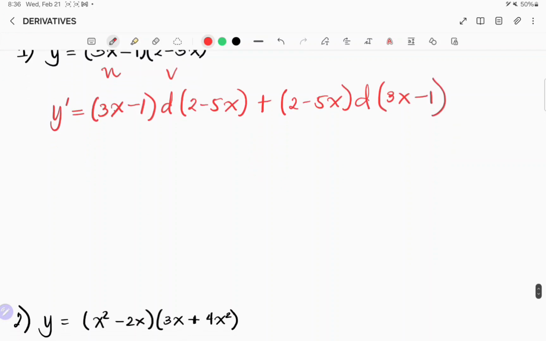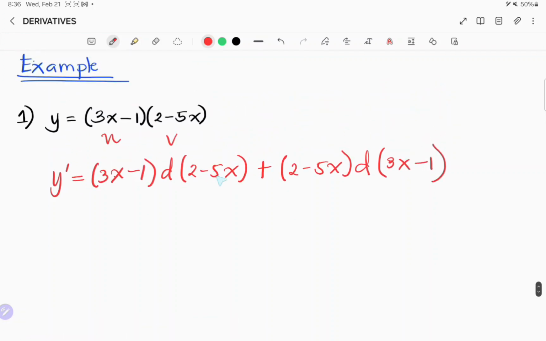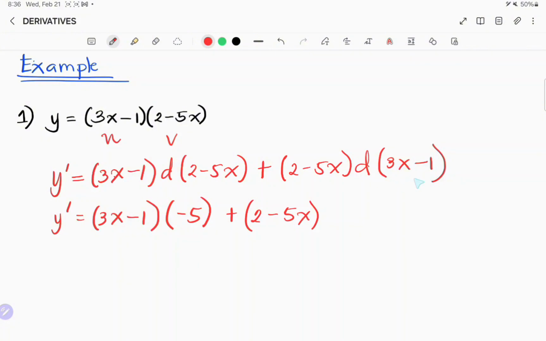Now let's have the derivative of these quantities, 2 minus 5x and 3x minus 1. So y prime is equal to 3x minus 1 times the derivative of 2 minus 5x is negative 5, or 0 minus 5 is negative 5, plus we have 2 minus 5x times the derivative of 3x minus 1 is 3, or 3 minus 0 is 3.